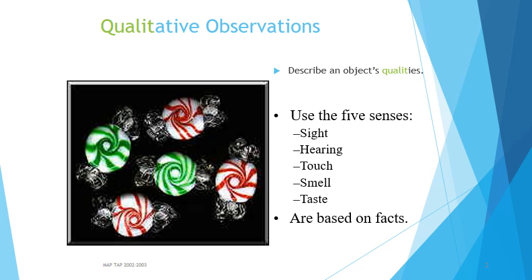So again, qualitative describes it using the five senses. It uses your sight, your hearing, touch, smell, taste, much like regular observations. But this just describes the quality of what you're seeing. It's describing the quality of an object. You're just describing what the object is like. You may pause right now and write down this information because you need to know it for your worksheet that you'll be doing later today.